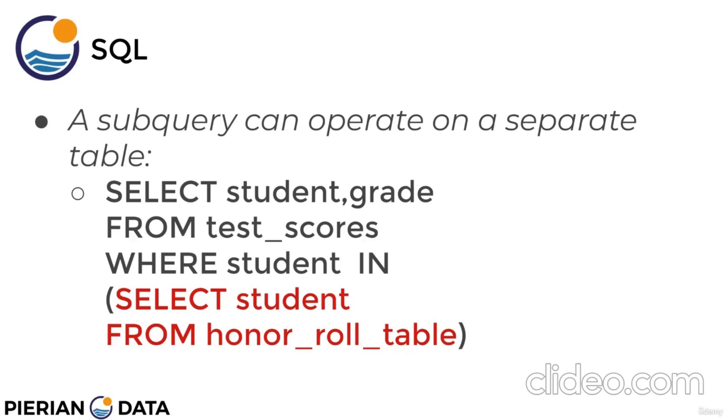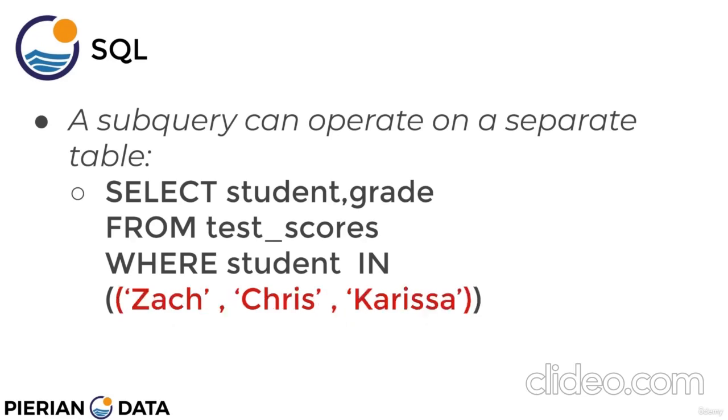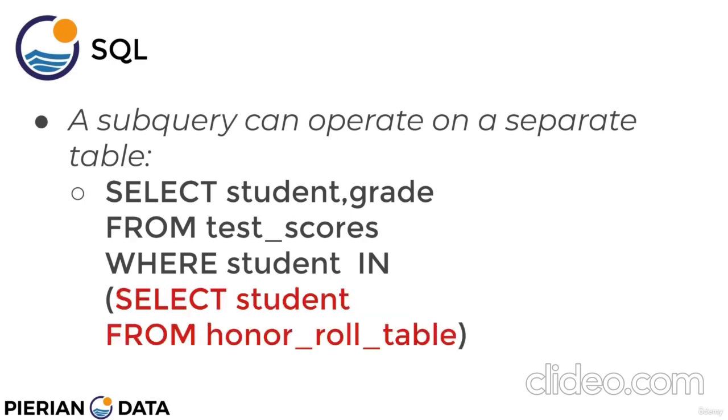So we could, in our subquery, say select the student name from the honor roll table, and then that will yield back some results of the student names. For example, let's say Zach, Chris, and Carissa are the students in the honor roll. And then after that subquery is done executing, we can say select the student and their grade from test scores where student is in this list of students. So note here, this seems to follow along very similar to a join, but sometimes, especially for complex queries, it's easier to think of them as a subquery.